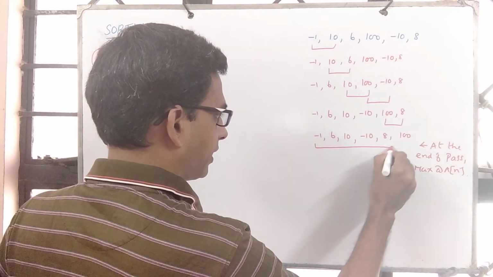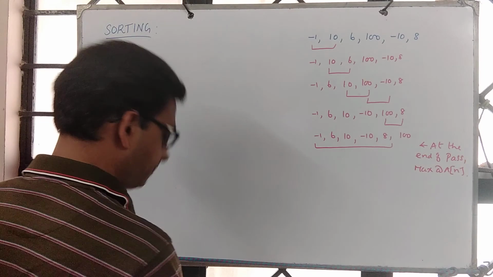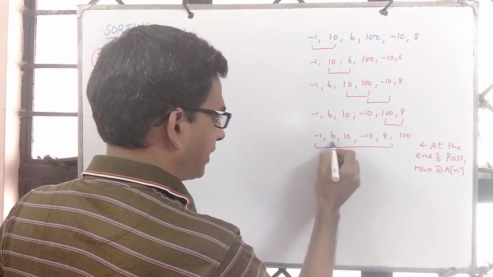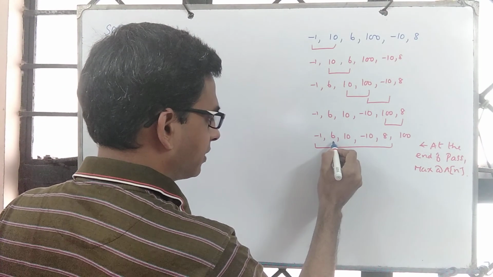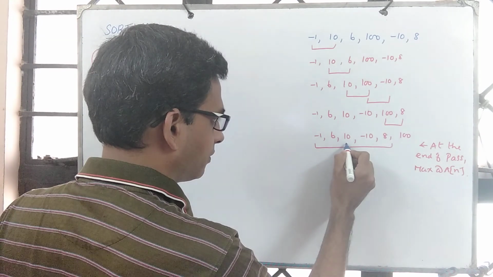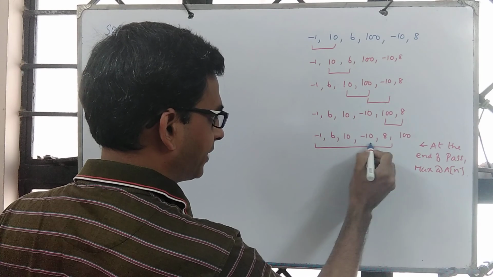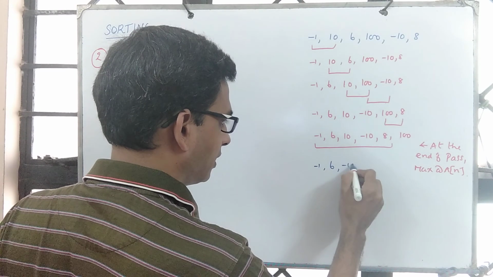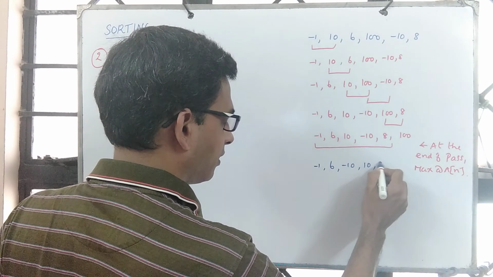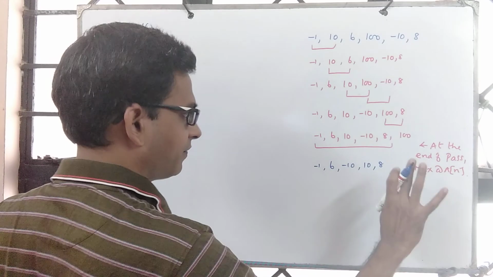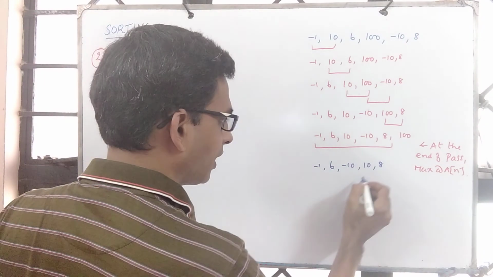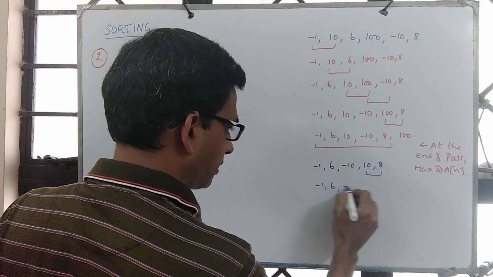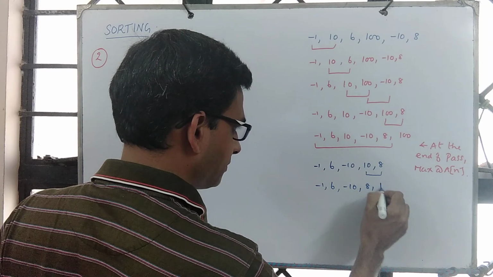Next I work with this array and follow the same strategy. Compare these two and max is on the right, then compare these two, max is on the right, compare these two, then it requires a swap. So it becomes minus 1, 6, minus 10 and 10, followed by 8. This A of n is as it is. Now compare these two, so max is placed on the right, so it becomes this.